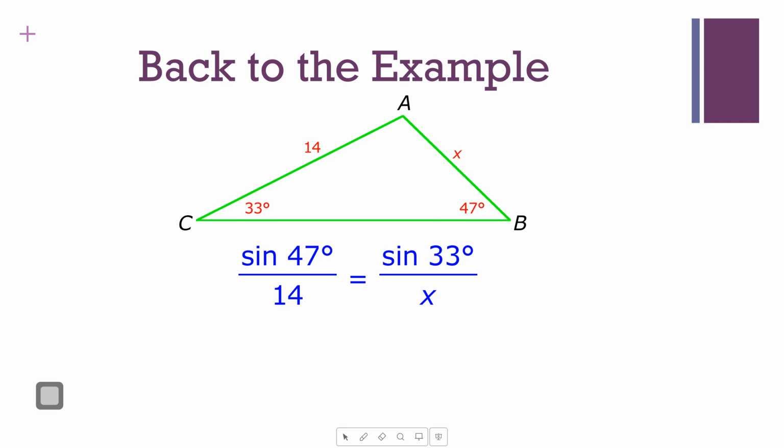X over sine 47 equals sine 33 over 14... divided by x. What mathematical process do I use to solve that equation? Cross multiply. So cross multiply, then solve for x. You get that. Do the cross multiplying first before you pick up your calculator.